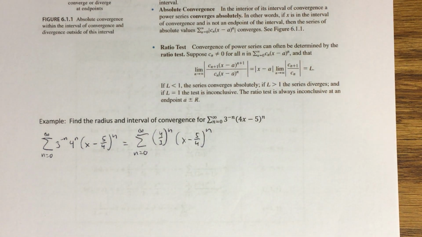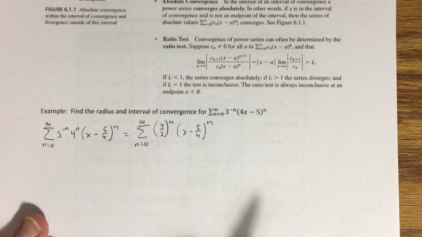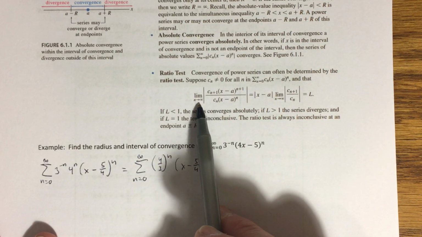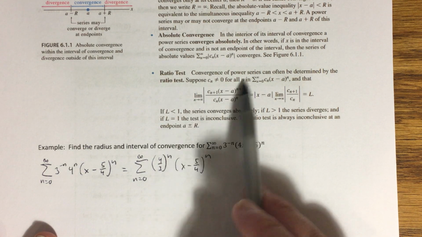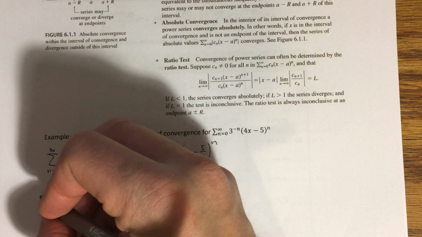Okay, so I've taken my series and put it in a slightly different form, and our goal now is to determine the radius and interval of convergence. Our ratio test is our go-to test for that. What the ratio test says is I want the limit as n approaches infinity of the absolute value of the n plus 1th term over the nth term. So what would that look like in this case?